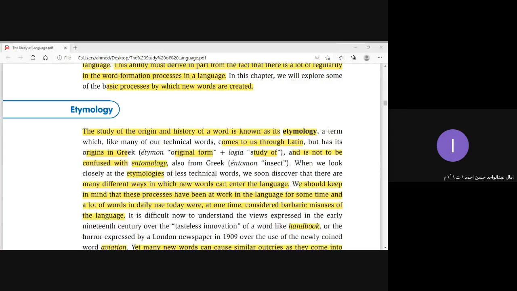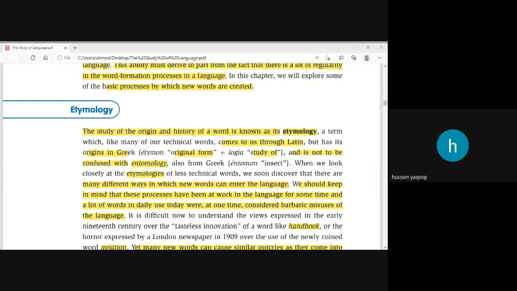Etymology is the study of the origin and history of a word. The term comes from Latin and has origins in Greek. We have many ways by which we can enter new words, and some of those words, the least technical, are regarded as barbaric and misuses of language. Okay, that's awesome, Amal. Thank you very much.